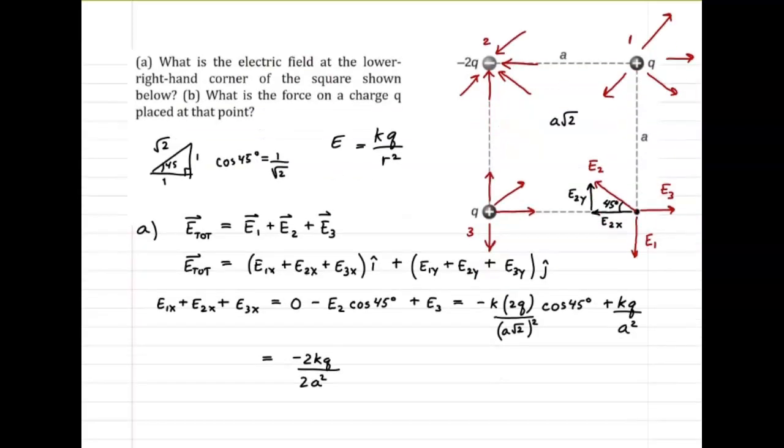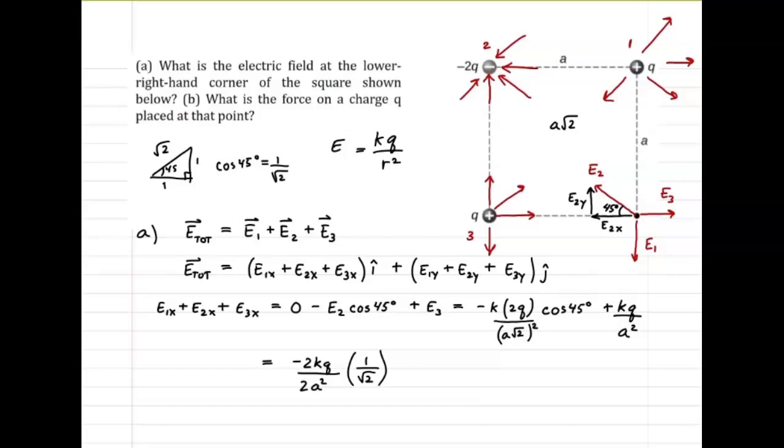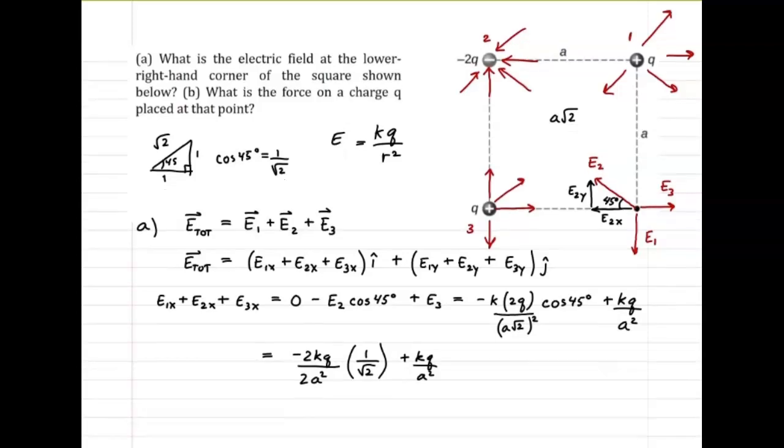Instead of putting it in the calculator and getting a decimal, we want something that's a nice expression. So we'll put 1 over root 2 down here, like that, for cosine 45. Cosine 45 is 1 over root 2. And then we'll copy the next term, KQ over A squared. And we continue with our simplifications. These 2's will cancel, and you have root 2 on the bottom.